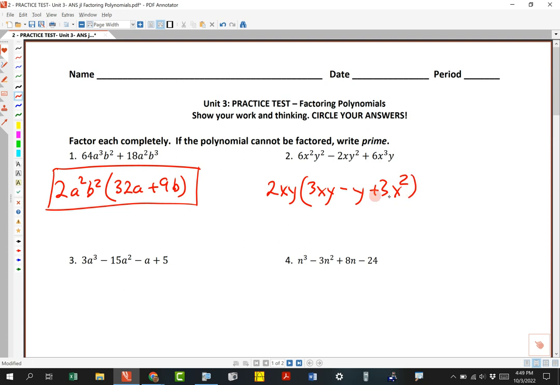So we take a look in here. This does not fit any of those trinomial patterns. We'd have to have a y squared over here and an x squared on the end right there. So that is the answer to this one. We'll take a look at the next one.